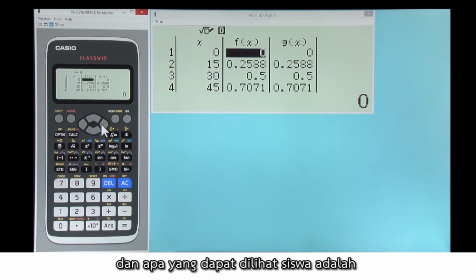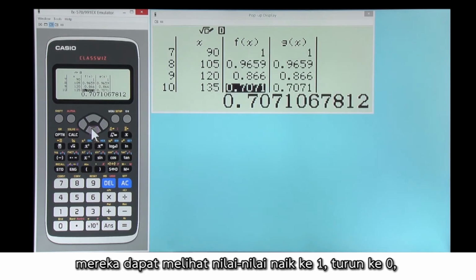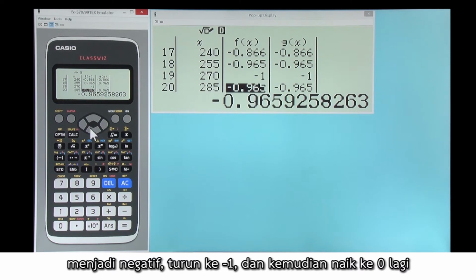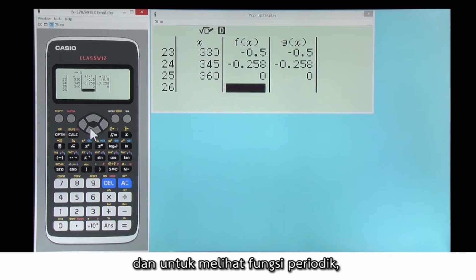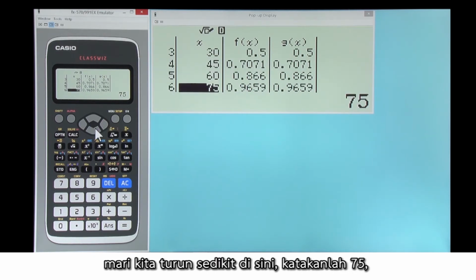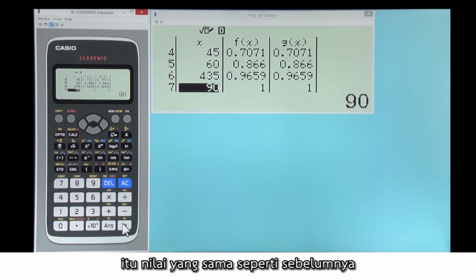And what students can see is some of the periodic nature of the sine function. They can see the values here going up to 1, going down to 0, being negative, going down to -1, and then going up to 0 again. And to see the periodic function, let's think of a value that's, say, 360 degrees more than, let's go down a bit here, say 75, there's the value of the function. If we had 360 degrees more than that, 435, it's the same value as it was before.